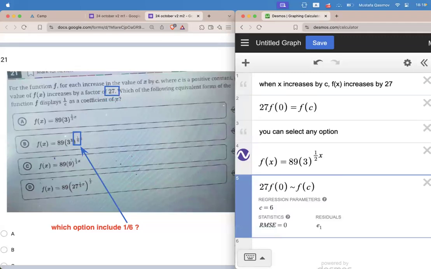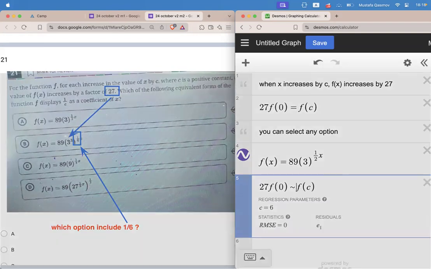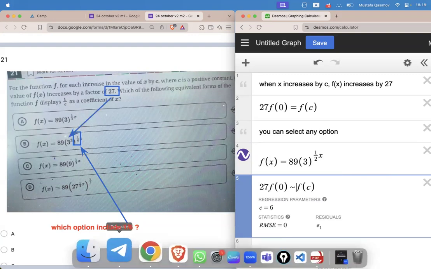Any question from here? Okay. Generally, the logic of this question is like this.